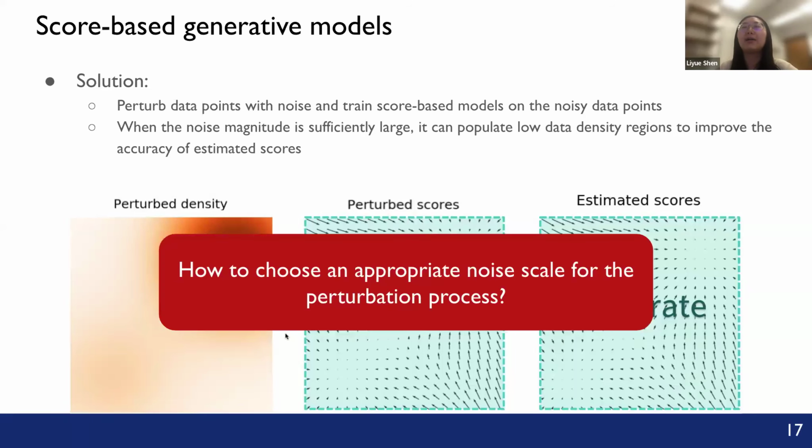And how can we choose a good noise scale for this perturbation process? Because you can consider, if we perturb it too much, the perturbed distribution will be far different from the original distribution. And if we do not add enough noise, then we may still have low density regions that cannot be estimated in an accurate way.